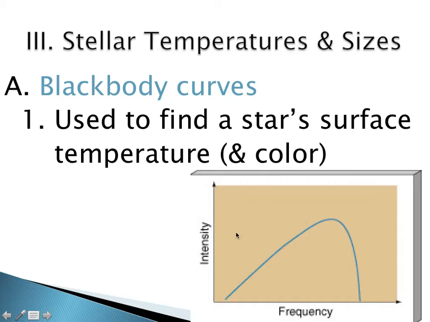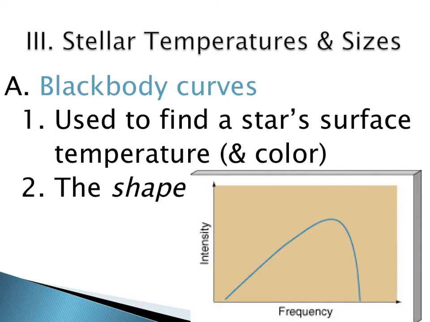See, on a blackbody curve, you're plotting the intensity, as you see here in the vertical axis, of different frequencies of radiation being given off by the object. And the peak frequency, the top of the hill, is what we use to actually determine the temperature. In this chapter, it'd be the surface temperature of a star.